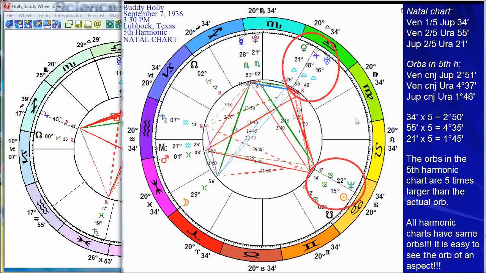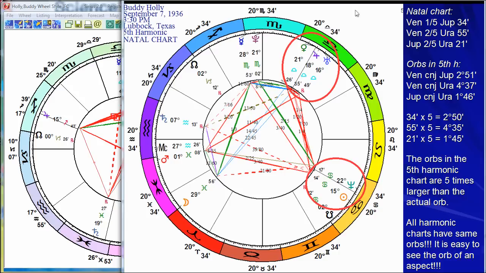Okay, but the bottom line is this. When I look at the fifth harmonic chart, what am I looking at? I'm looking for conjunctions, is the first thing I'm telling you. Obviously, I'm going to be looking at other things, because I'll explain in a minute. But I'll look for conjunctions, and when I see a conjunction, it tells me that the planets are either conjunct, 1/5, or 2/5 in the natal chart. That's what it tells me.